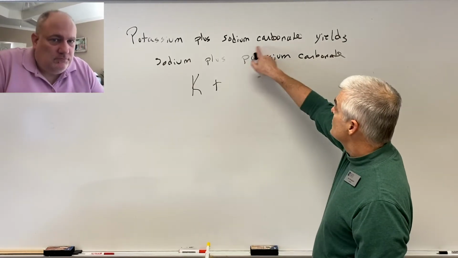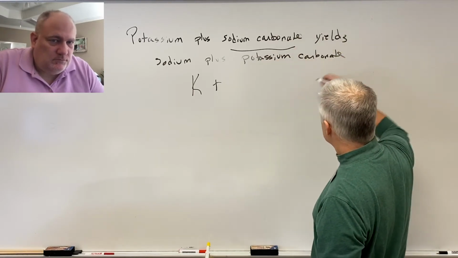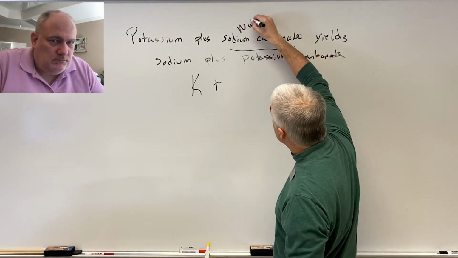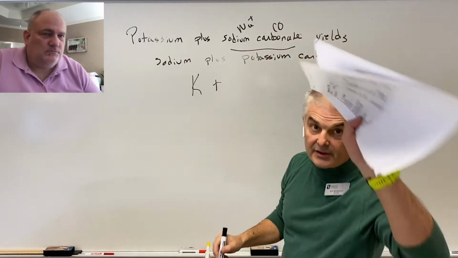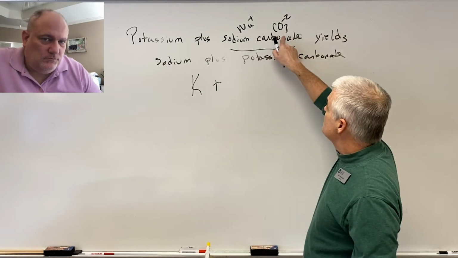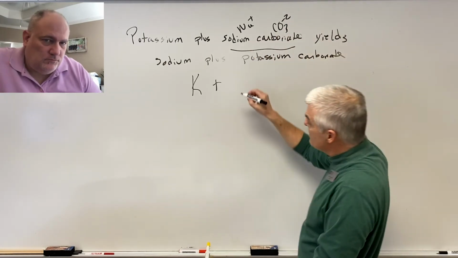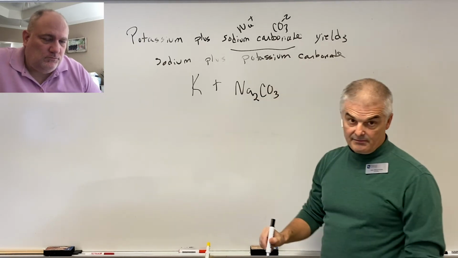Yep. And then sodium carbonate, that's one of those Roman things, right? Sodium and carbonate. So sodium is Na, charge is +1. Carbonate from your polyatomic ion list right here is CO3, -2. So when I put those together, I'm going fast, but you should remember how to do these. It'll be Na2CO3. Make sense?